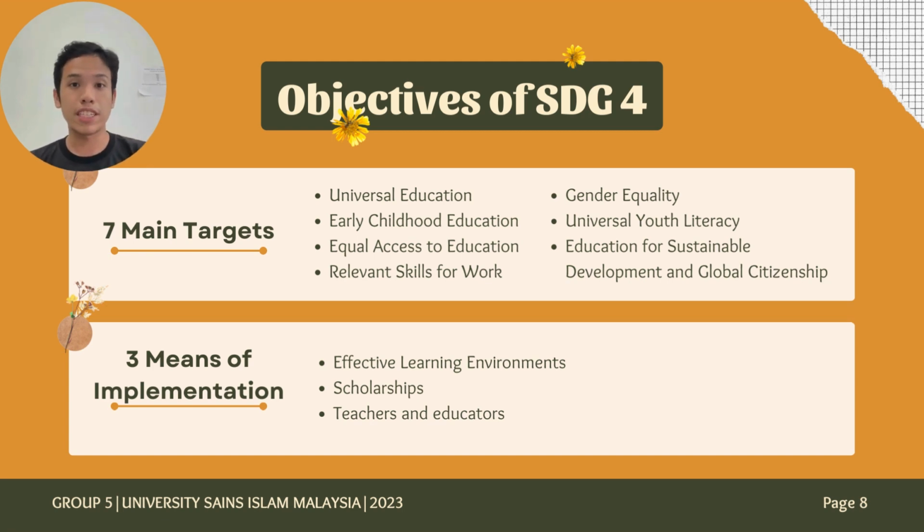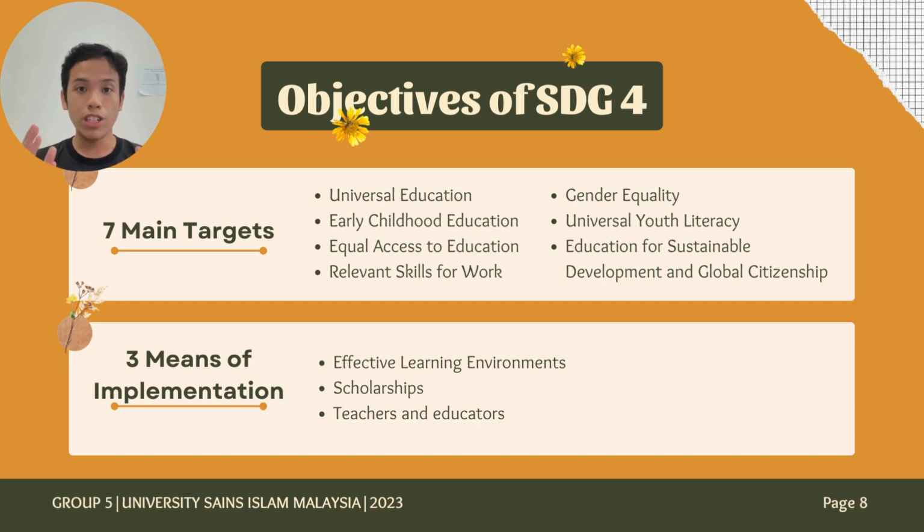There are seven main targets implemented by UNESCO. The first one is universal education. The main idea that UNESCO focuses on is ensuring all students will be able to obtain adequate and quality education completely free of charge. The second one, early childhood development and universal pre-elementary education.